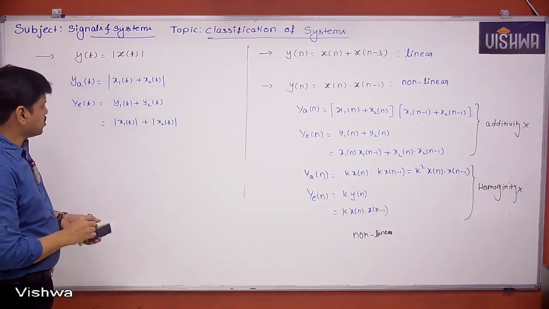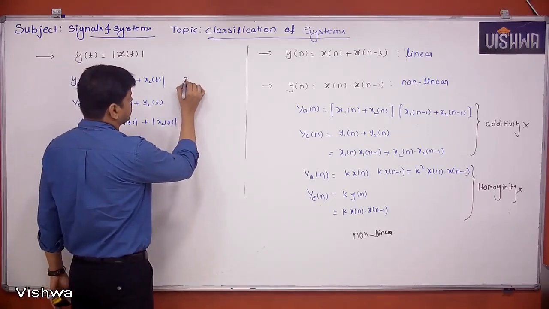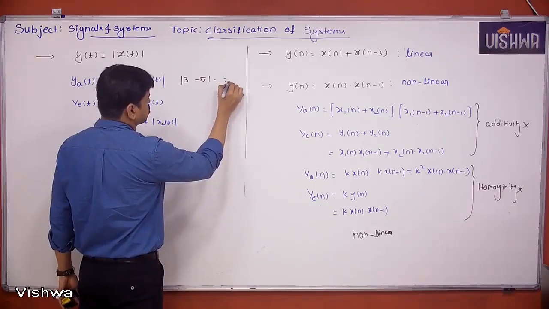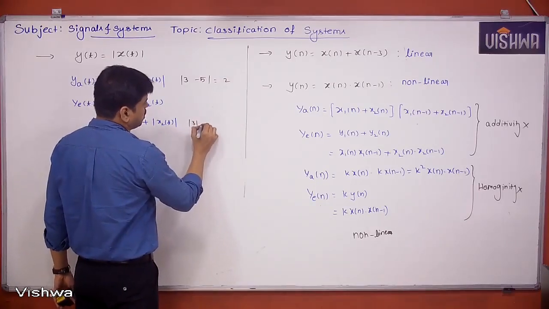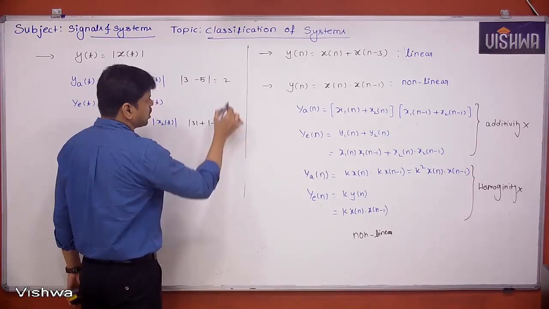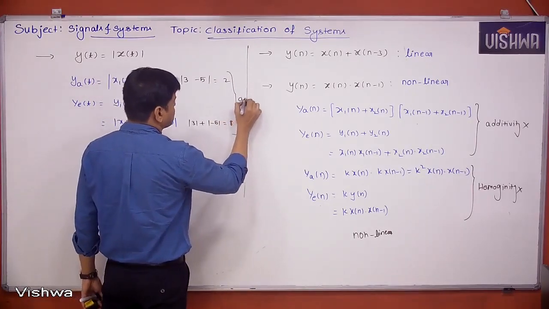For that, let's take some examples. You can understand why they are not equal. Let's say 3 minus 5. What is the total modulus? Which is nothing but 2. If I take mod 3 plus mod minus 5, which is nothing but 8. Both are not equal. So it does not satisfy the additivity principle. Additivity is not satisfied.